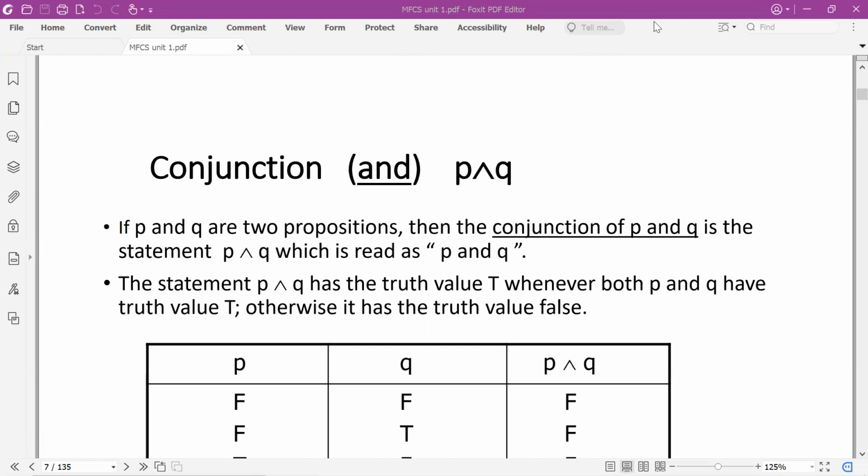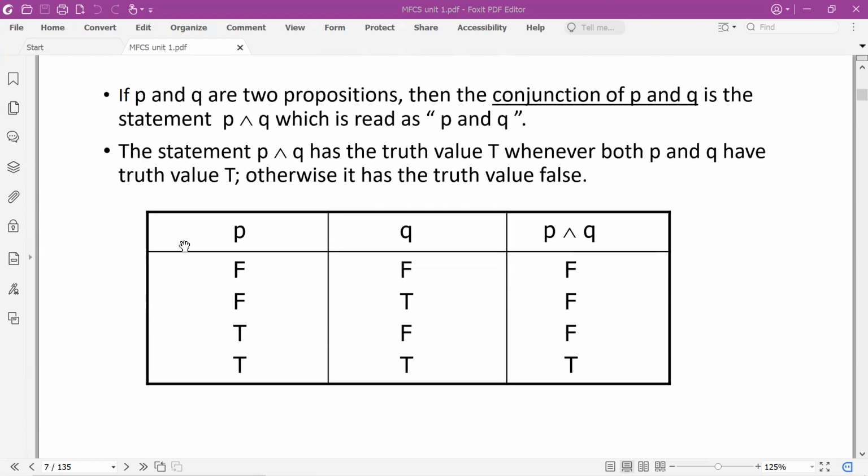Let's see what this means. Since two variables are there, P and Q, the formula for how many combinations we'll make is 2 to the power n. So first we'll write two trues and then two falses, and then alternate. So 2 to the power 2 will be 4. So a total of 4 combinations will be there for P and Q respectively.